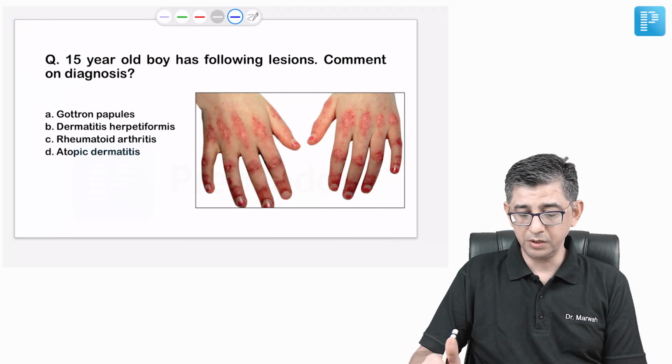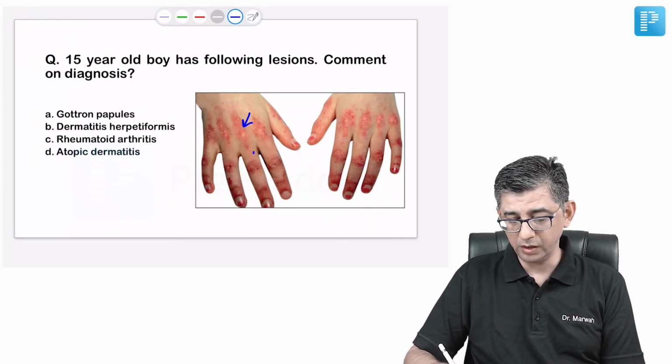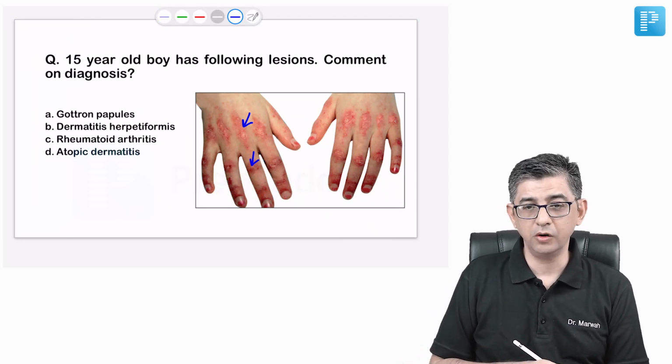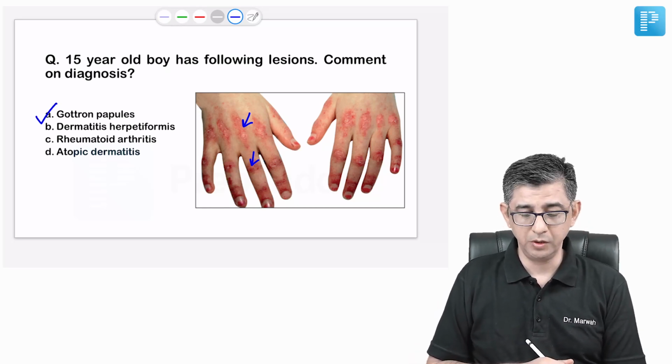The subsequent question was having a boy with the following lesions, and you can see lesions on the knuckles and even on the interphalangeal joints of these patients, which are Gottron papules of dermatomyositis. The answer to this question is option number A.